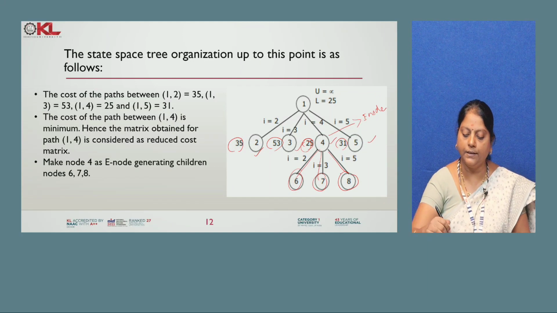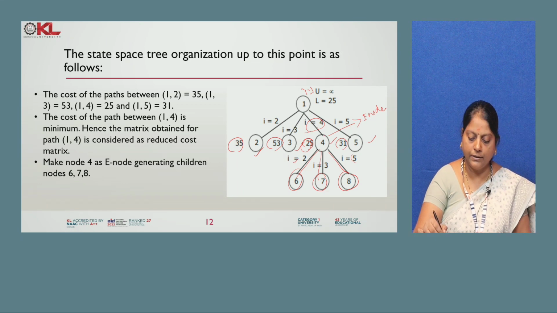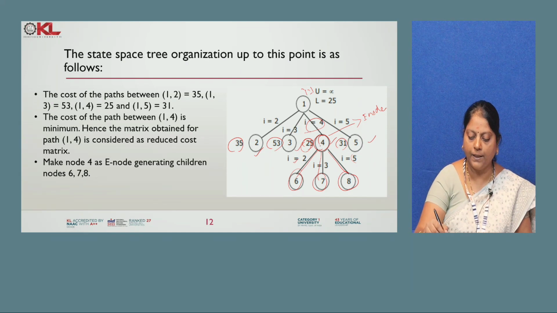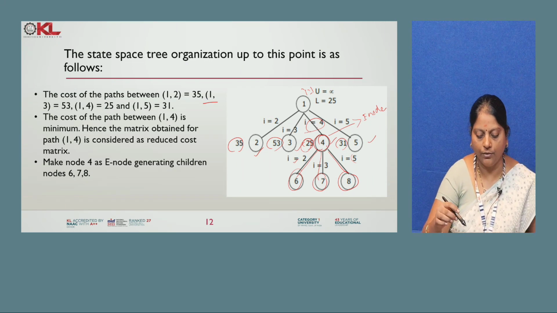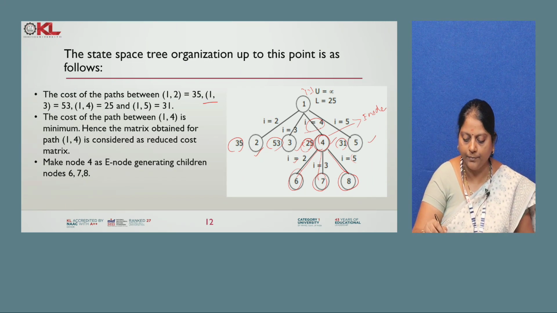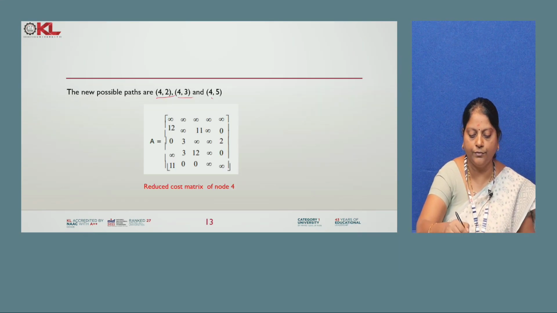Why do we generate only 3 children here? Already we visited one source vertex, I equal to 1 here, next I equal to 4 here. What are the remaining vertices to be visited? Only 2, 3 and 5. So now the parent of 6, 7, 8 is 4. So we have to examine the paths. What are the new paths? We have to find the cost. We have to find from 4 to 2, 4 to 3 and 4 to 5. These are the paths.